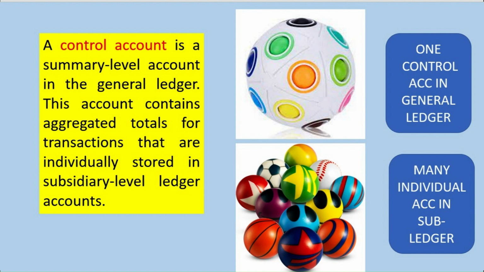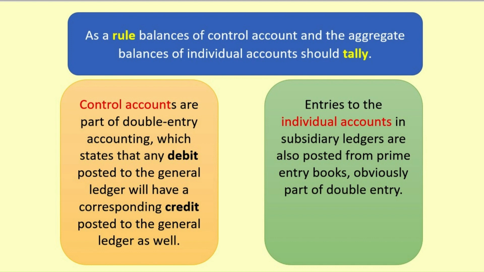As a brief definition, we may say a control account is a summary level account in the general ledger. This account contains aggregated totals for transactions that are individually stored in subsidiary level ledger accounts. Dear students, control accounts are part of double entry accounting, which states that any debit posted to the general ledger will have a corresponding credit posted to the general ledger as well. Entries to the individual accounts in subsidiary ledgers are also posted from prime entry books. Obviously part of double entry.